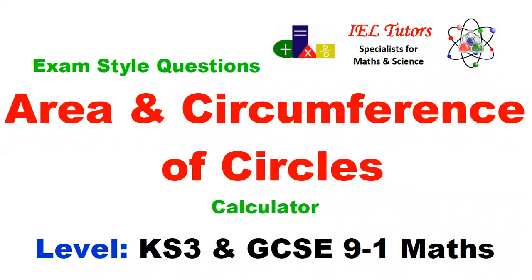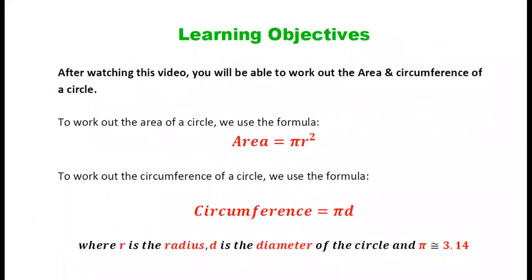In this video, we will learn how to work out area and circumference of circles. After watching this video, you will be able to work out the area and circumference of a circle. To work out the area of a circle, we use the formula area equals pi r squared. To work out the circumference of a circle, we use the formula circumference equals pi times d.